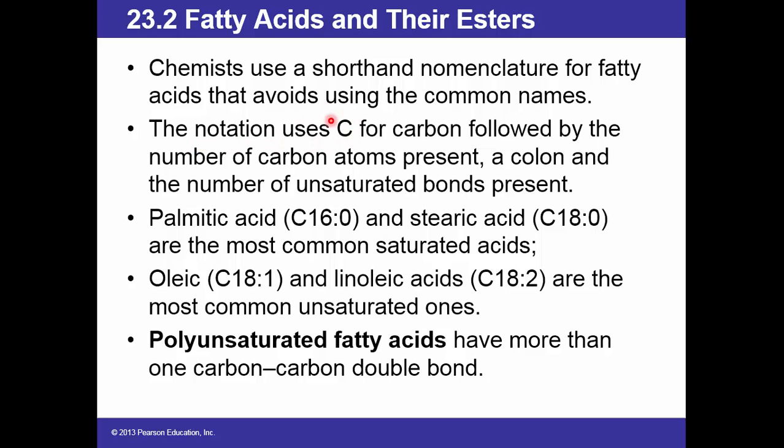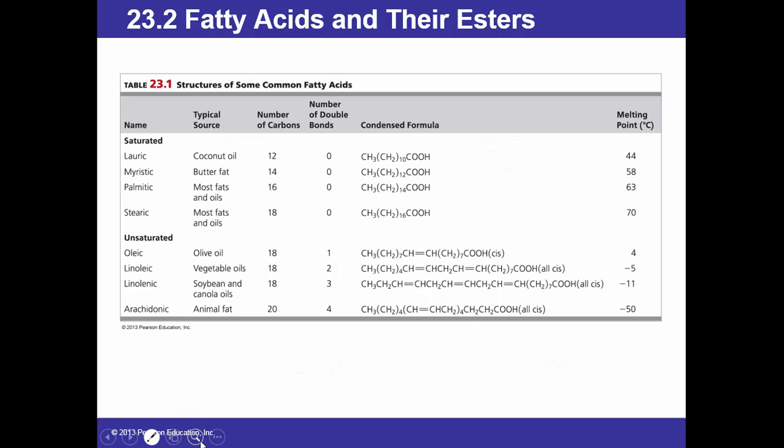The notation uses C for carbon followed by the number of carbon atoms present, then a colon and the number of unsaturated bonds present. For example, palmitic acid C16:0 and stearic acid C18:0 are the most common saturated acids. The 0 here means 0 double bonds. Oleic C18:1 with 1 double bond and linoleic C18:2 with 2 double bonds are the most common unsaturated ones. In addition, we have polyunsaturated fatty acids. They have more than one carbon-carbon double bond. And this table shows us this.